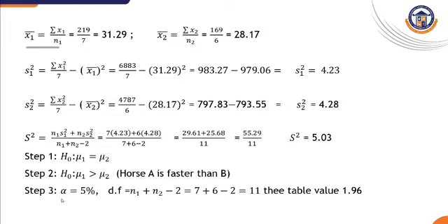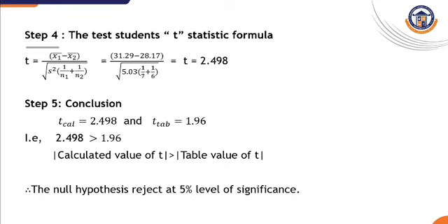Now we select the level of significance, and step number 3 is the degree of freedom, with the formula n1 plus n2 minus 2. Here we know that n1 is 7 and n2 is 6, so n1 plus n2 minus 2 is 11, and the table value is 1.96. Step number 4: the student t-test formula is introduced. The formula of student t-test is x1 bar minus x2 bar divided by the root of S squared into 1 divided by n1 plus 1 divided by n2.